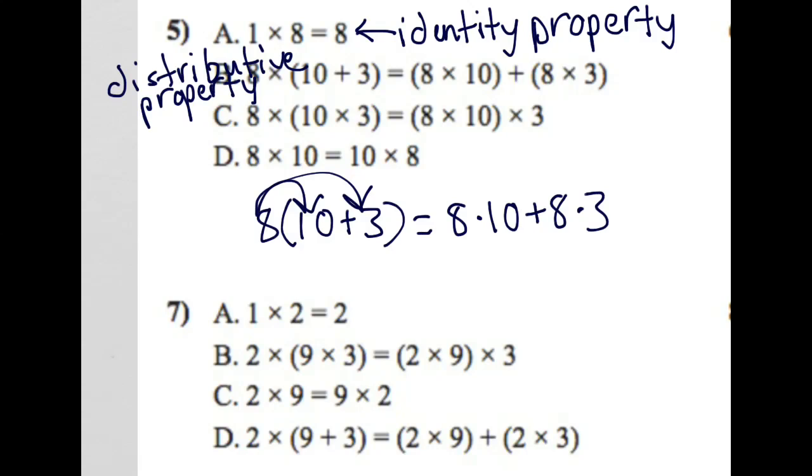But I want to check to make sure that the rest aren't as well. The next one says 8 times 10 times 3 equals 8 times 10 times 3. But the parentheses is moved. I know when there's regrouping, that's the associative property.